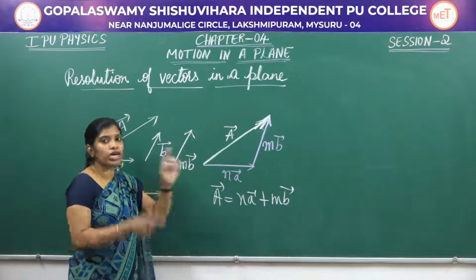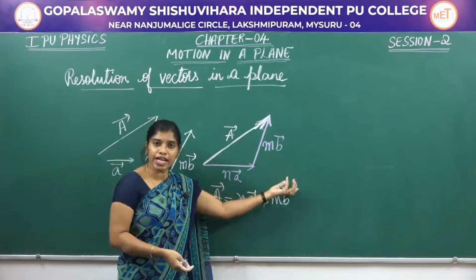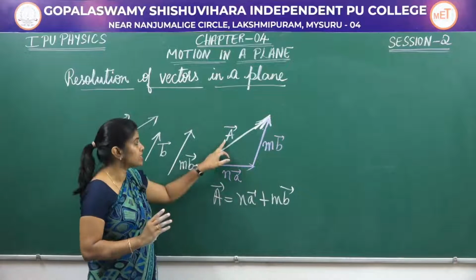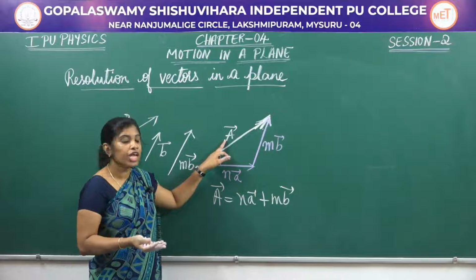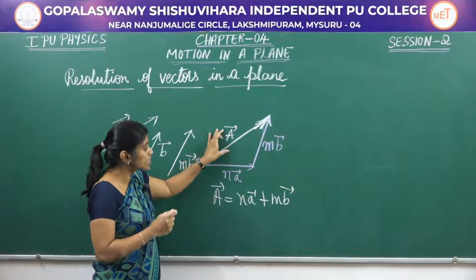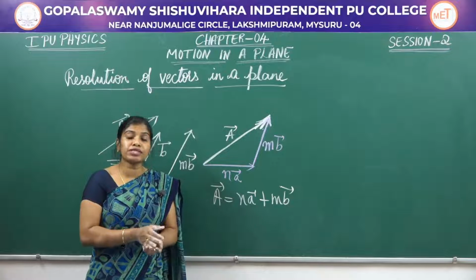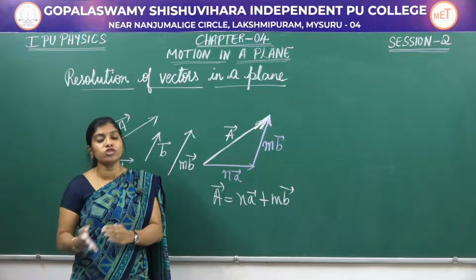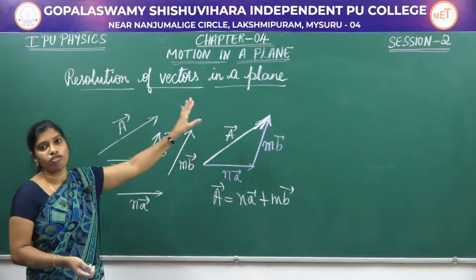So here we have broken a single vector into two different vectors of different magnitude and different directions. These vectors a and b don't have the same magnitude as vector A, and they do not have the same direction as vector A. Their magnitudes and directions are completely different, and we are expressing vector A in terms of a and b. So expressing a single vector using two or more component vectors having different magnitudes and different directions is called resolution of a vector.